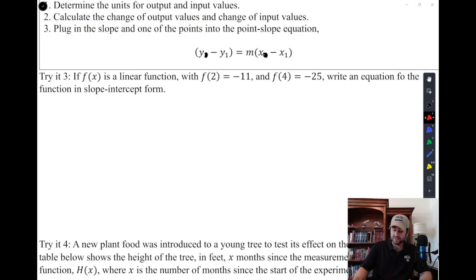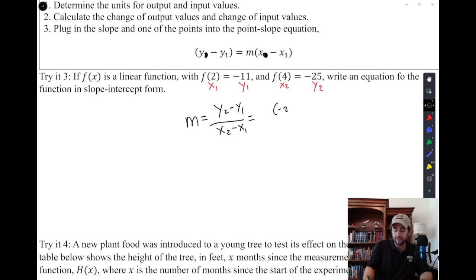So here we're going to label these points again. And we're just going to keep labeling our x's and our y's for a while until we get good at recognizing them without labeling them. But this is our first input, and this is our first output. And this is our second input, and this is our second output. And so the first thing I'm going to do is find the slope using that formula for m, which is y2 minus y1 over x2 minus x1. And so it's going to be negative 25 minus negative 11, pretty big number, over 4 minus 2.